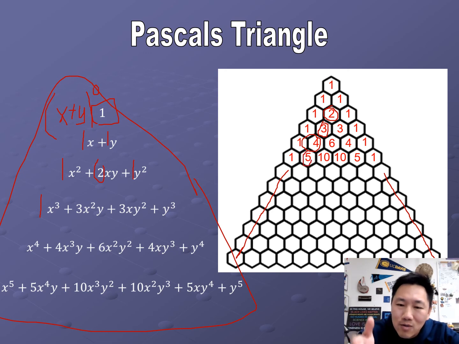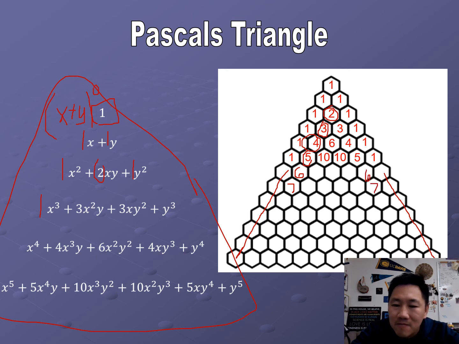It looks like 2, 3, 4, 5. The next one is 6. The next one's 7. That's correct. So it looks like that's the pattern going that way. Same pattern going on the other side. This is going to be a 6. This is going to be a 7. This is going to be an 8.